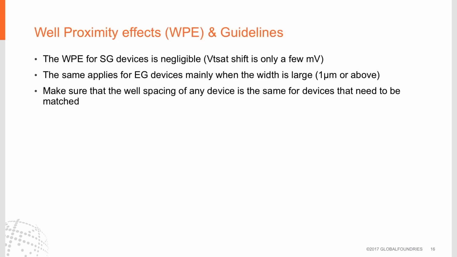Well proximity effect is similar to OSE. For the SG devices, it's really negligible. This is because the process is an SOI process, so the distance to the well does not make a big impact. The same applies to the AG devices, mainly when the width is large, 1 micron or above. But you do need to make sure that the well spacing of any device is the same for the devices that need to be matched.